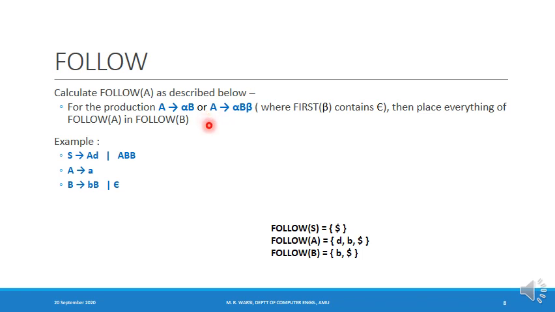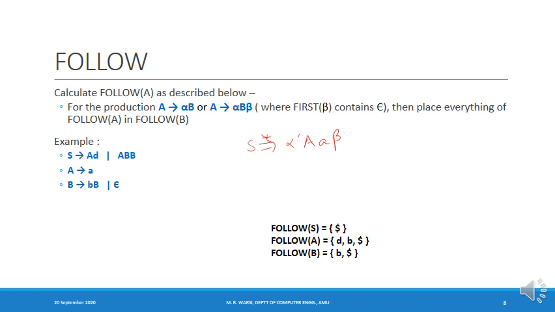What is the logic behind this? What is the idea behind this? Let us try to understand this. If I start the derivation from capital S, and in 0 or more steps of the derivation, I obtain the sentential form alpha dash capital A small a beta, what can I say on the basis of the sentential form? I can say that small a is there in the follow of capital A.